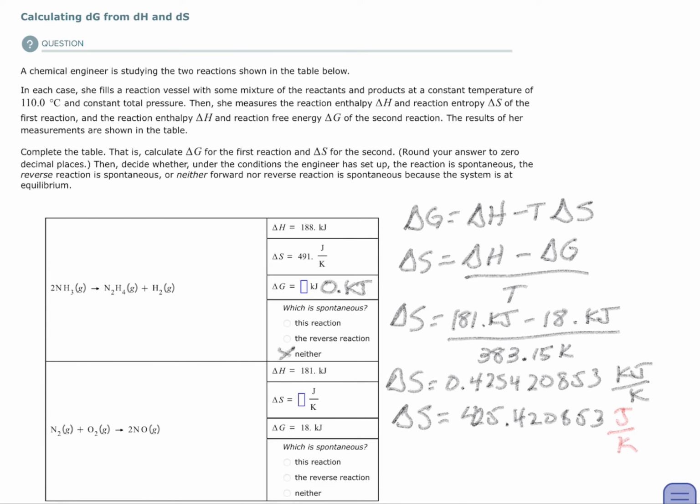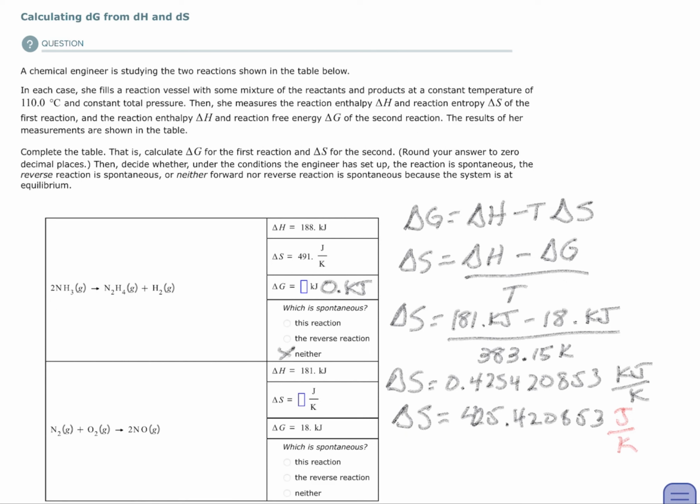Second problem is not asking for Gibbs, but asking for the entropy. And so I just rearranged the formula. I put in the same information that they gave me, and I found that the entropy was 0.425 kilojoules per Kelvin. Now, you're not going to trick me that easy because entropy is not asked for in kilojoules. It's asked for joules per Kelvin, so I switched it before I wrote the answer down.